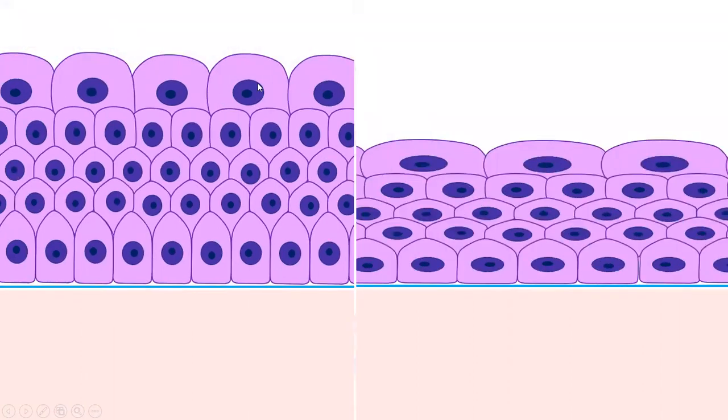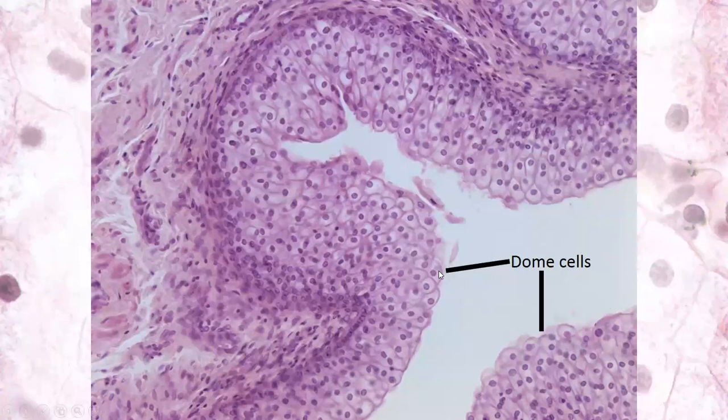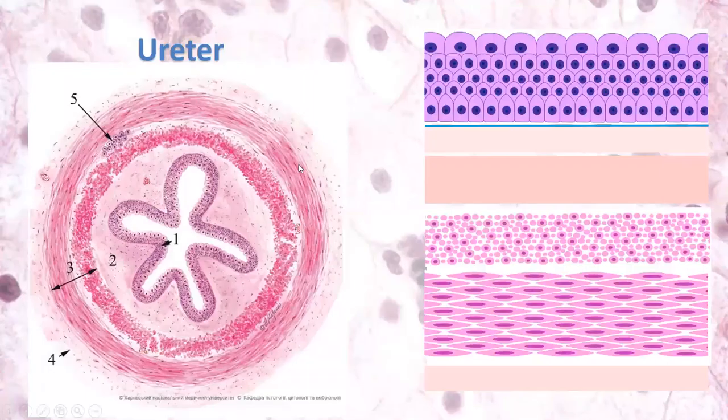And here we can see two conditions of transitional epithelium, in relaxed and stretched condition. Here we can see transitional epithelium and cells in relaxed and stretched condition. And here we can see special umbrellocytes or dome cells which cover the surface of the transitional epithelium.